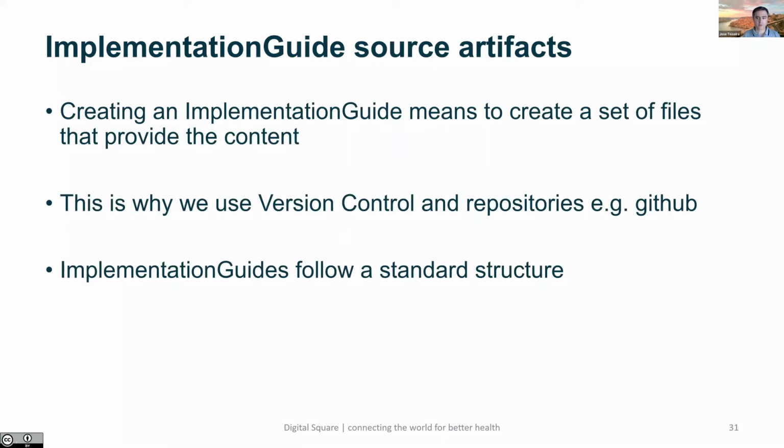In fact, creating an implementation guide just means creating a set of files that provide that content. So when we say I'm going to create an implementation guide, we are going to create one implementation guide resource and all those other resources and pages that bring body to the implementation guide. That's what we are doing, which is why we use version control. So we will have several changes to the files that we are using.